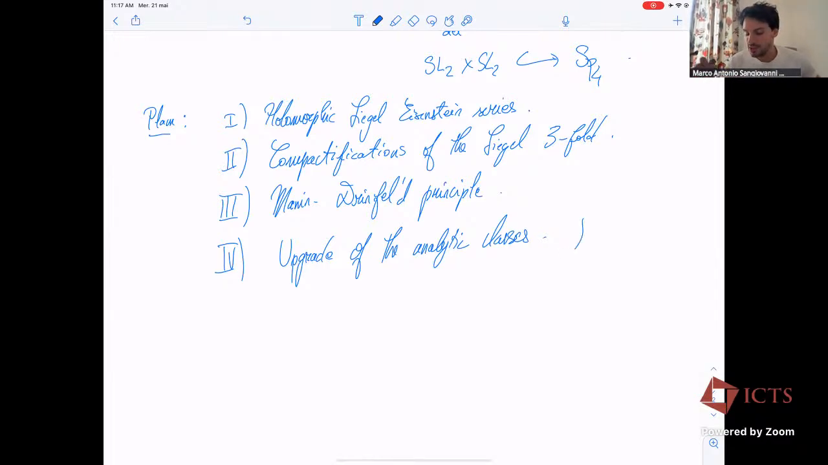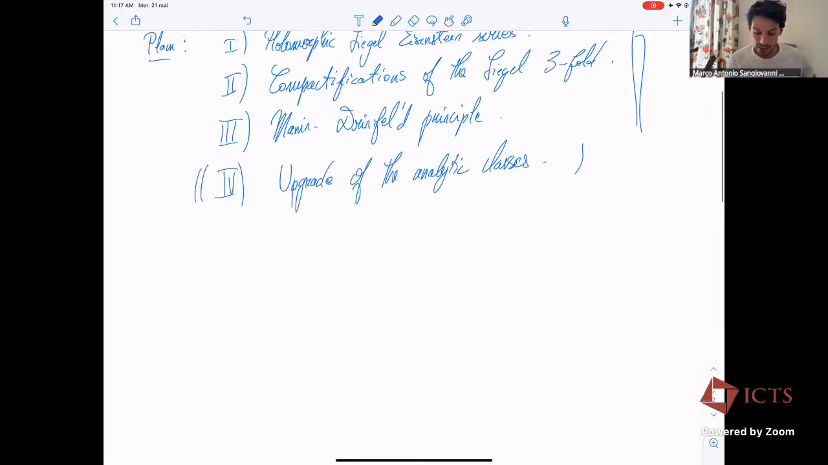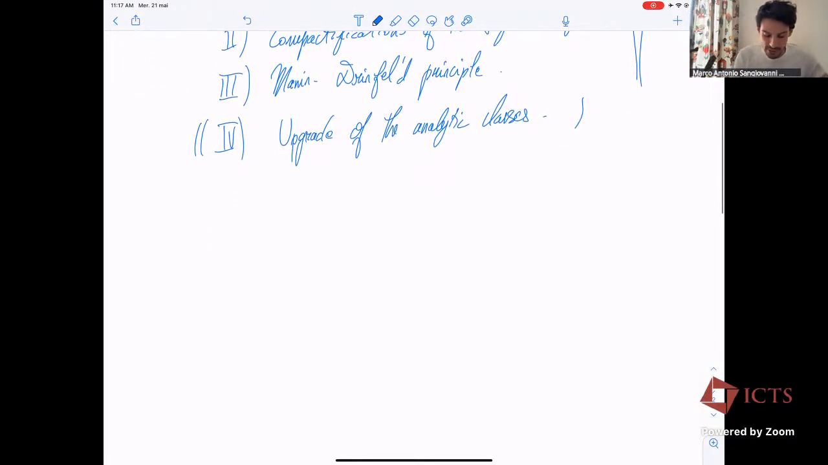I probably won't have time to go into a lot of details, but all the main ingredients will be explained here. This talk will really be about the main ingredients that come into play in proving the properties of the classes. Okay, so let me start with one: Siegel-Eisenstein series.